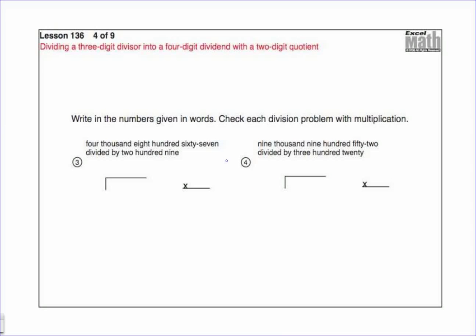All right, here are 2 other problems. I'd like you to go ahead and pause the video, write the problems on your paper using these words here, and then turn it back on after you've solved the problem.